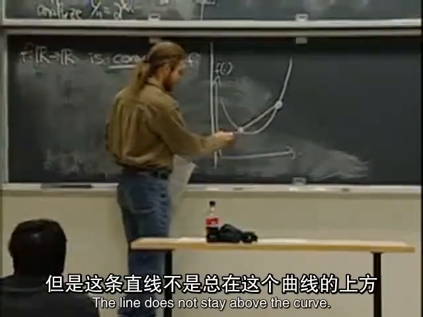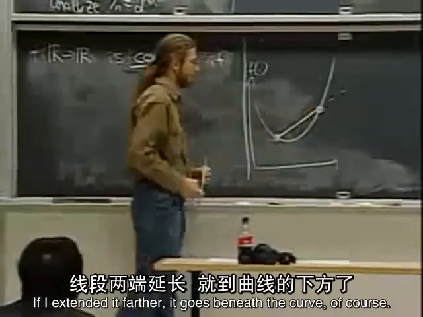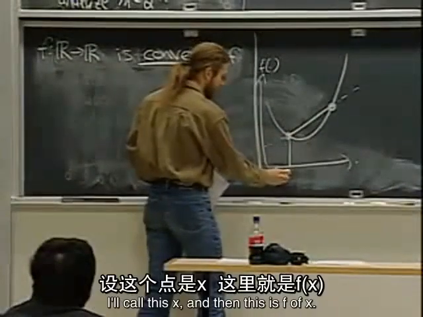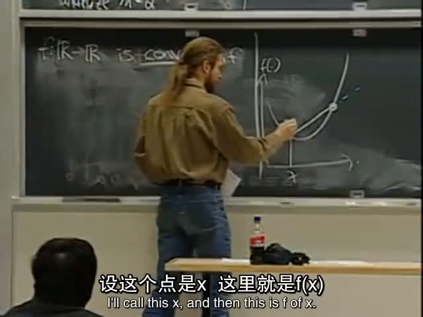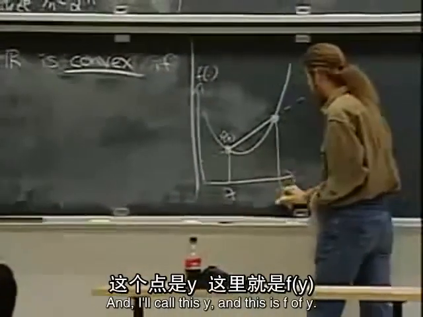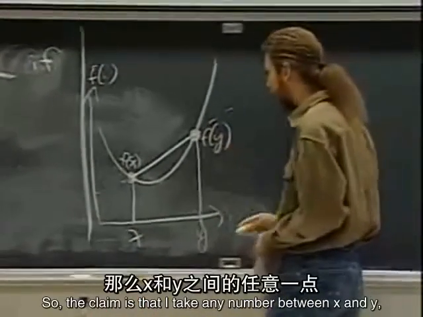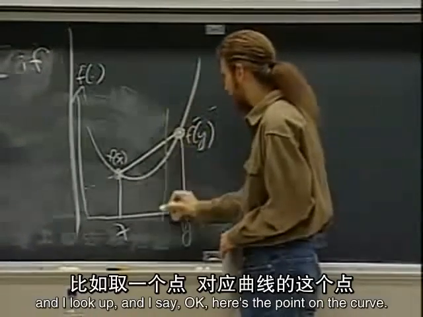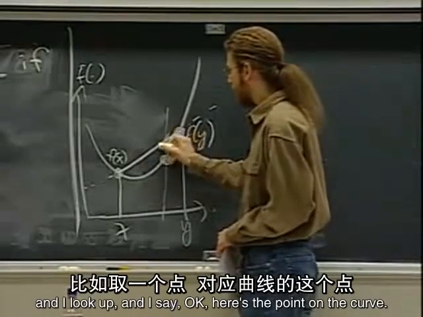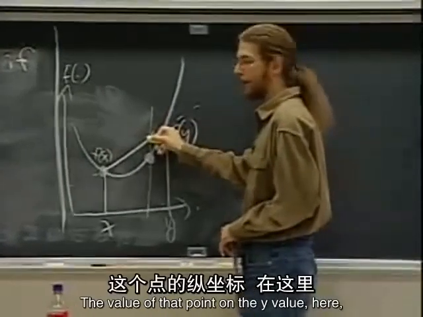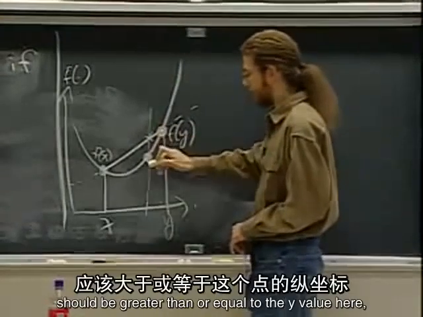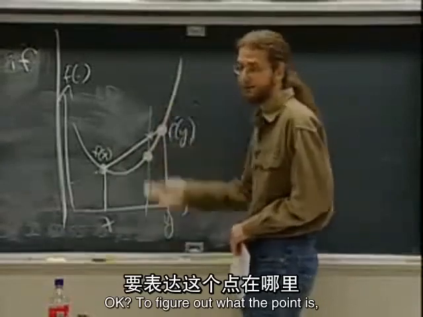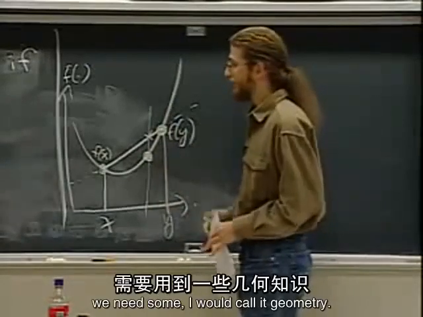The line does not stay above the curve. If I extended it farther, it goes beneath the curve, of course. But that segment should. So I'm going to formalize that a little bit. I'll call this x, and then this is f of x. And I'll call this y, and this is f of y. So the claim is if I take any number between x and y, and I look up, here's the point on the curve. Here's the point on the line segment. The y value here should be greater than or equal to the y value here. To figure out what this point is, we need some, I would call it geometry.